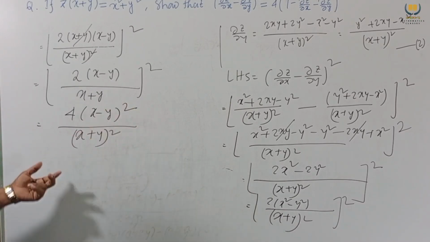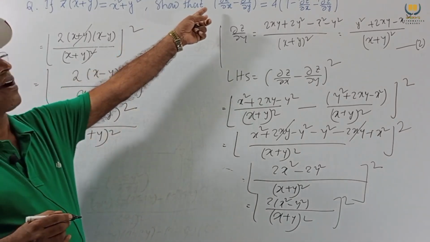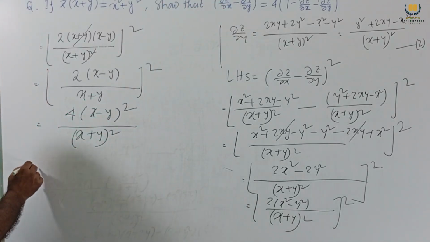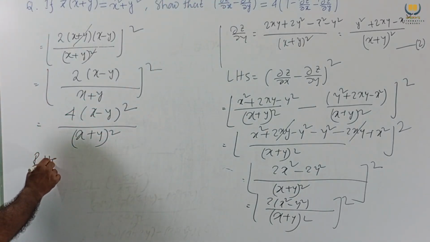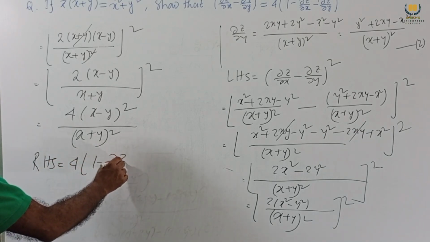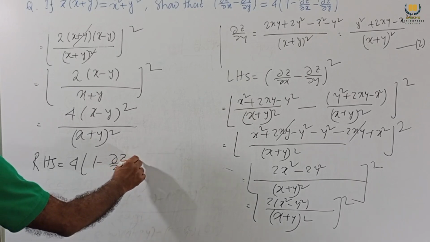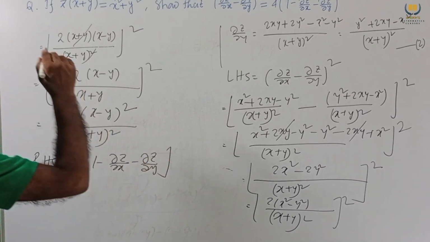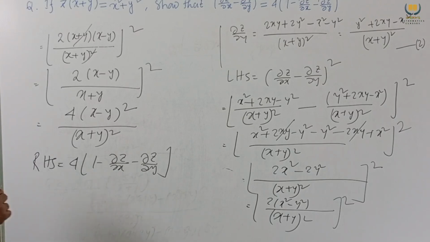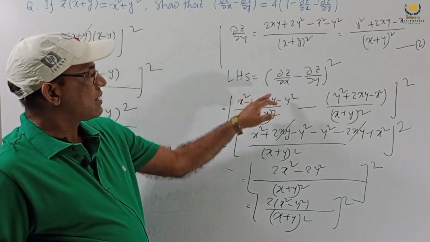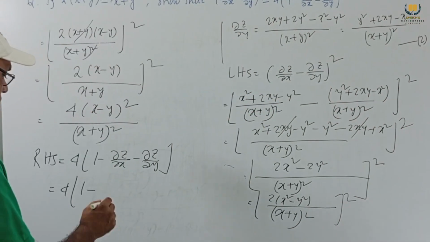We get this result from left hand side. Next we consider right hand side. In our right hand side, this is 4 into (1 minus del z del x minus del z del y). This is our right hand side, and 4 remains same, 1 minus del z del x. Del z del x means this value.